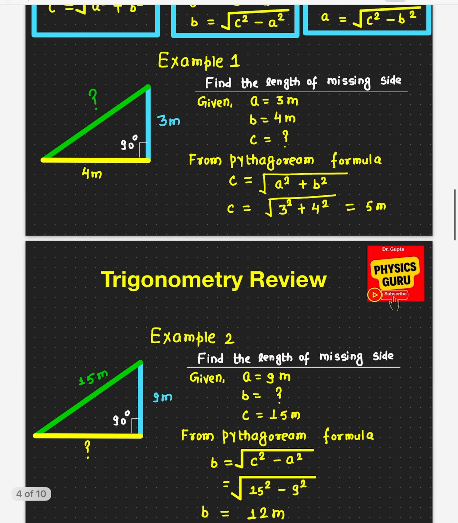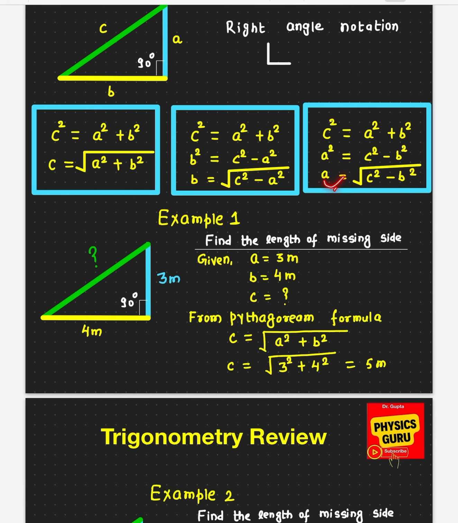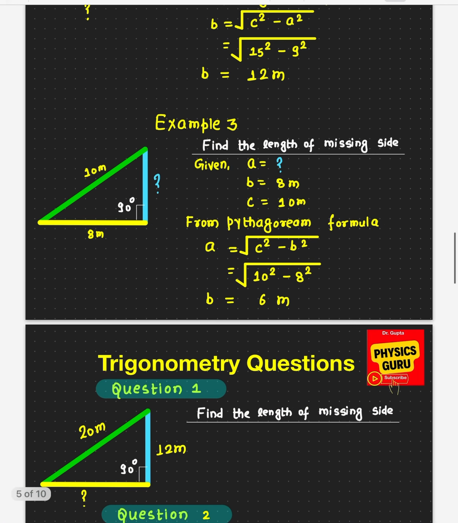And if you look at the equation for finding A, this is C square minus B square. That's what we have to do, C square minus B square, and plug in the values of C, which is 10 meter, so 10 square, and B is 8 square, and you'll get 6 meter here. That's how you find out.